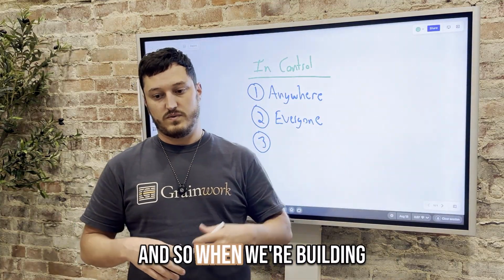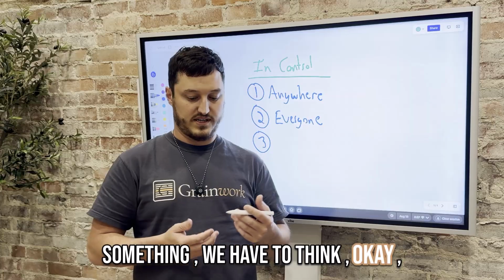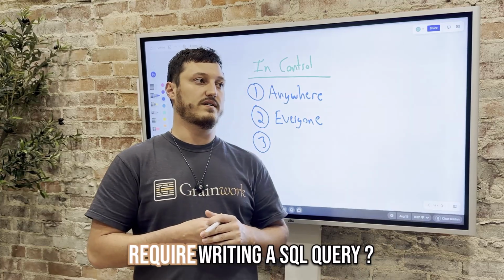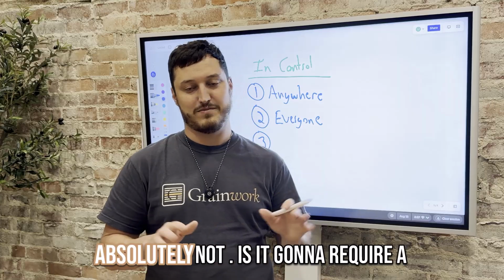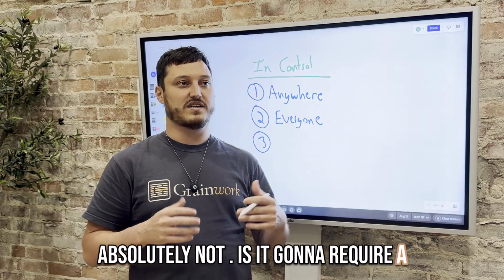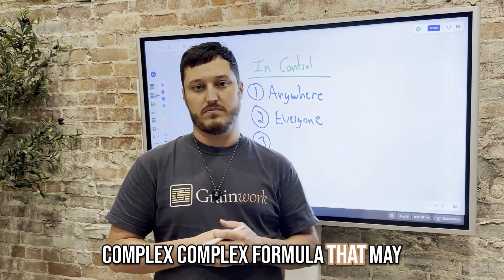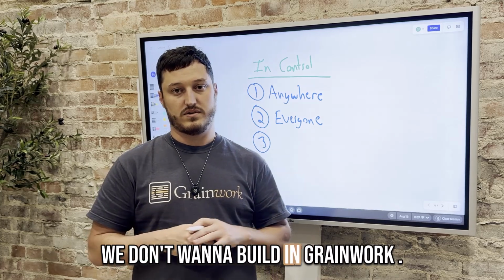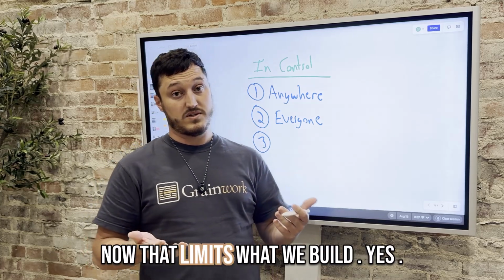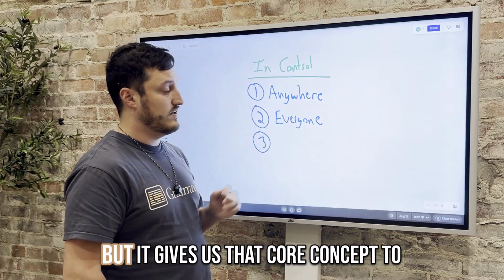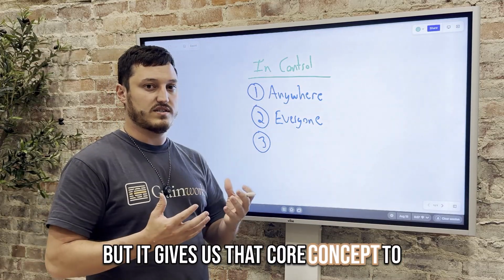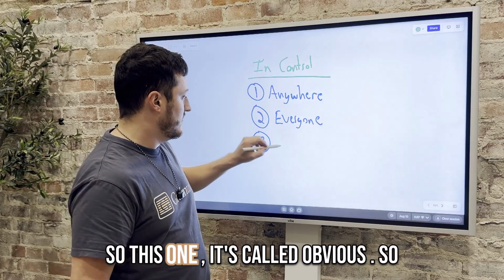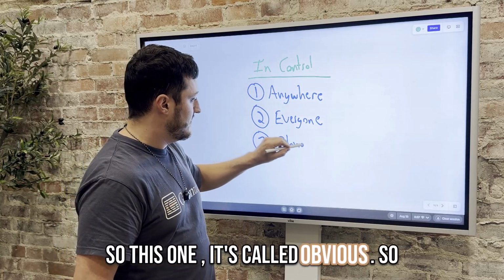And so when we're building something, we have to think, okay, is this going to require custom programming? Fail. Is it going to require writing a SQL query? Absolutely not. And is it going to require a complex formula that may break in 6 months or a year? These are the type of things that we don't want to build in Grainwork. Now, that limits what we build, yes, but it gives us that core concept to build around, because what good is a feature if you can't use it anyways? So this one is called Obvious.